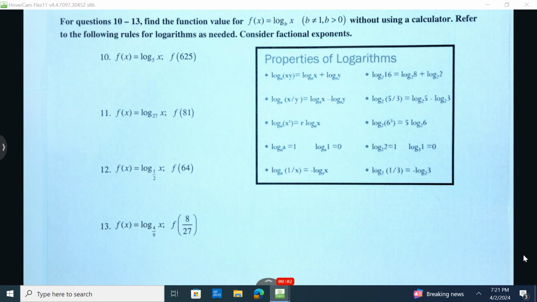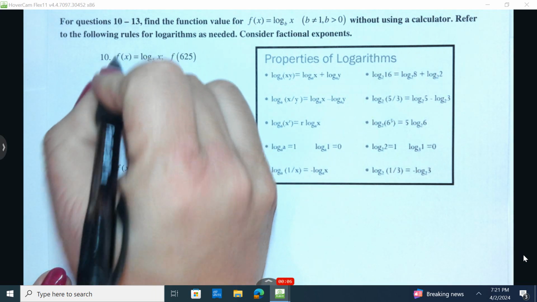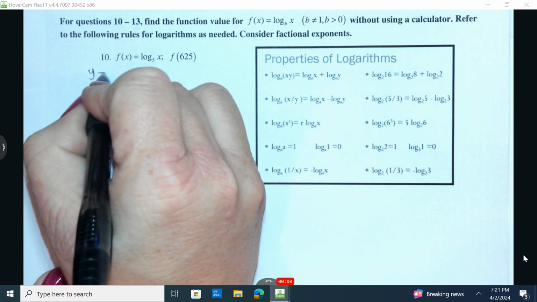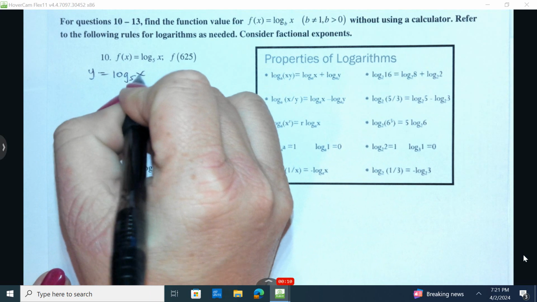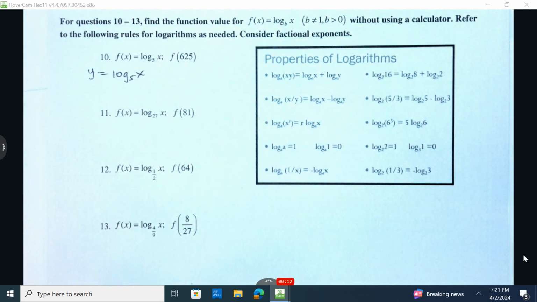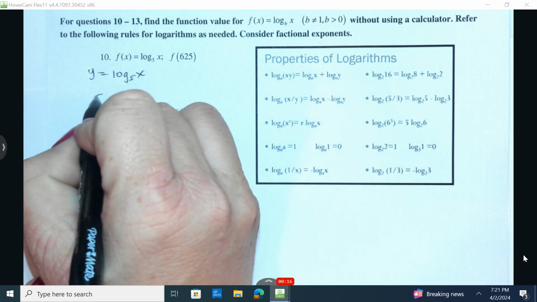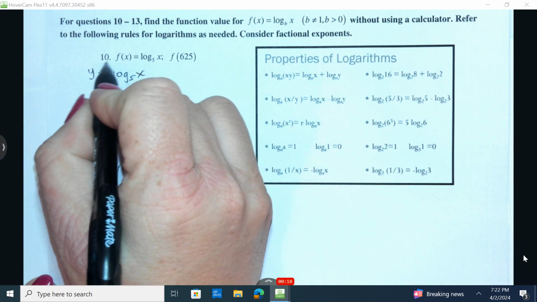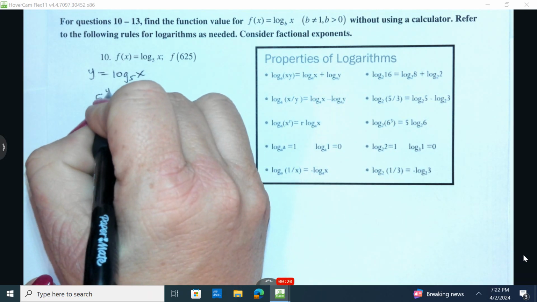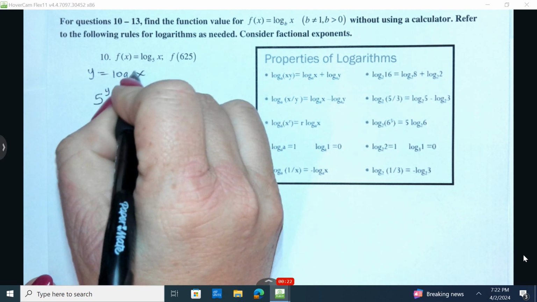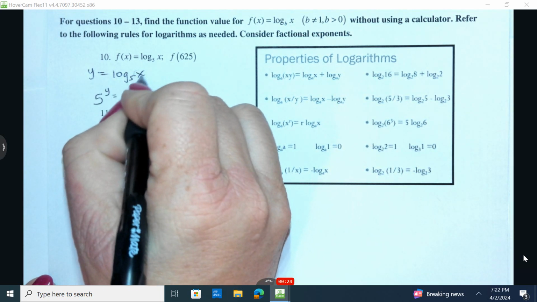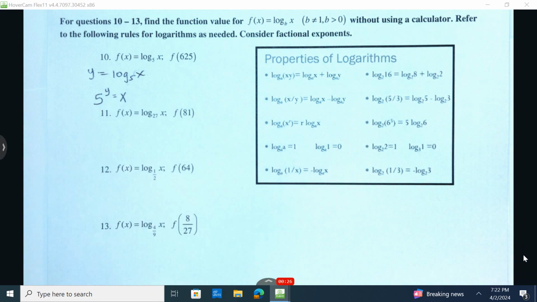For problems 10 through 13, I'm going to rewrite this function, and I want you to recognize if this was a y, where y equals log base 5 of x. This is in logarithmic form. Now we can write this in exponential form by recognizing the base remains the base. We're going to go across the equal sign and raise it to the y value and set it equal to what is directly behind the base, which is x.